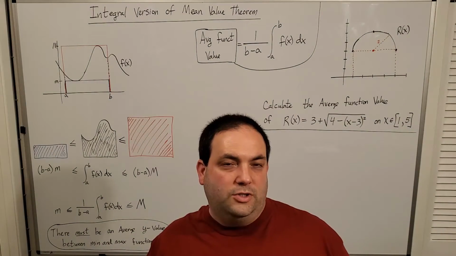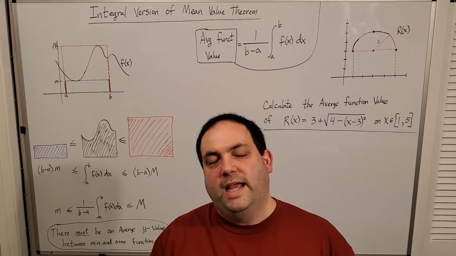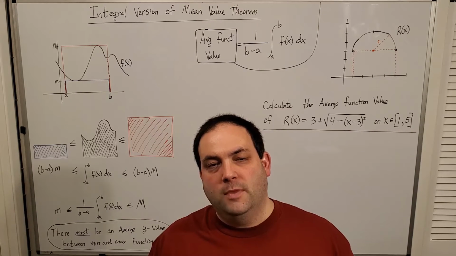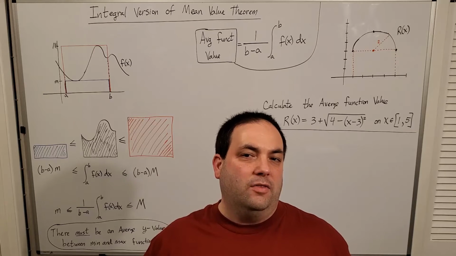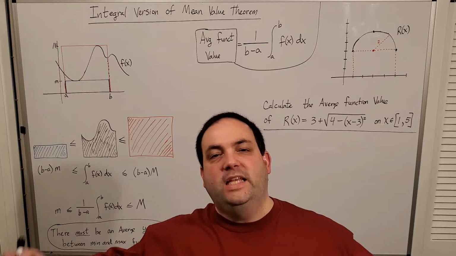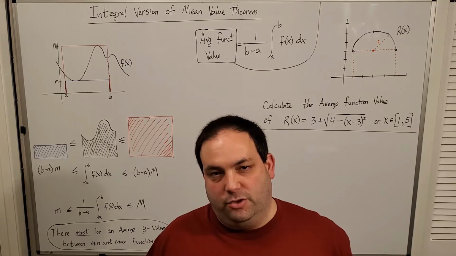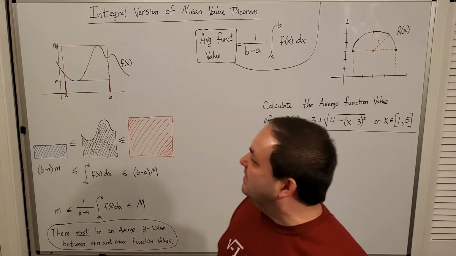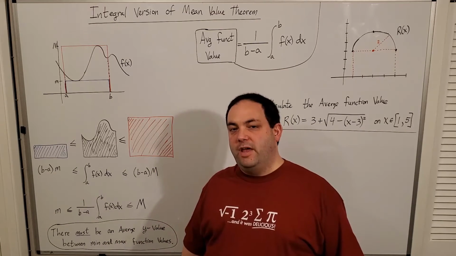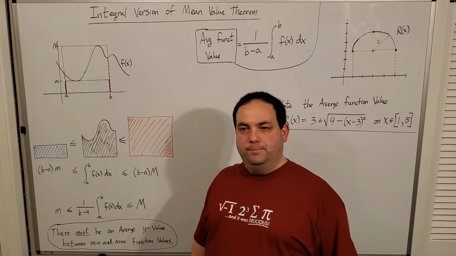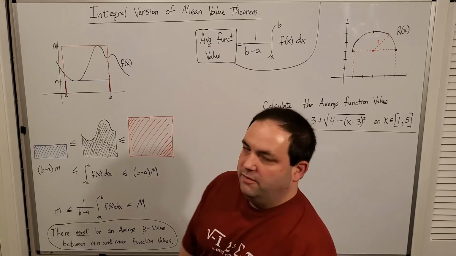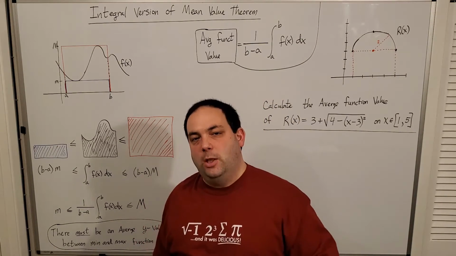Okay, now we're going to switch gears slightly to an application using definite integrals. We're going to expand the mean value theorem into the region of integrals. So we have the integral version of the mean value theorem. It's still the mean value theorem, okay? But it works off of areas this time instead of slopes.